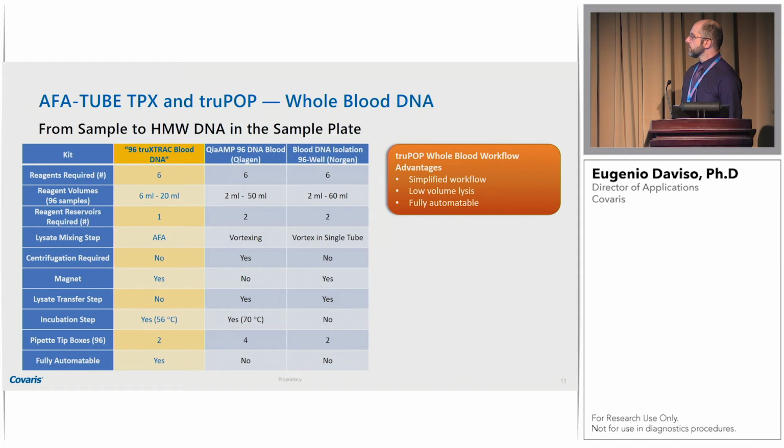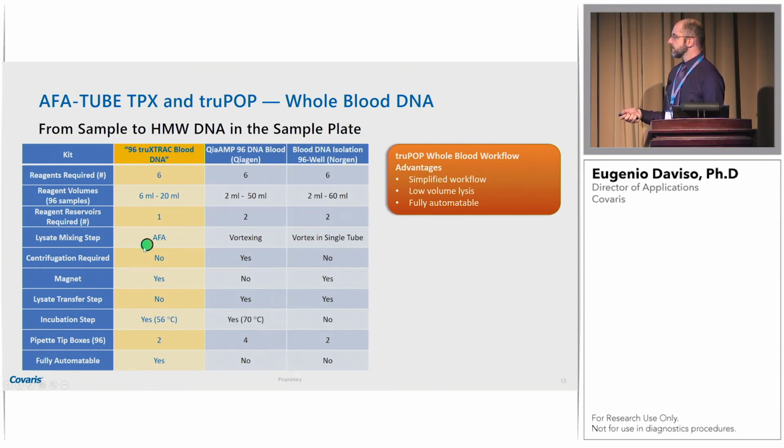So this is the workflow from blood, and this was also done on a liquid handler using the TruePop buffer. This is a super simple, simplified workflow. There are 6 reagents that are required. This is in line with other kinds of kits that are out there. The reagent volume changes between 6 to 20 milliliter in total for 96 samples. The reagent reservoir is only one, getting rid of reservoirs for more space on the liquid handler.